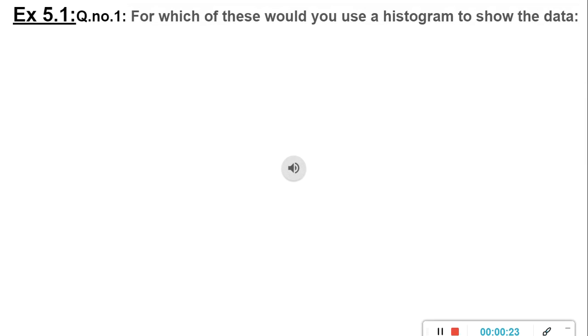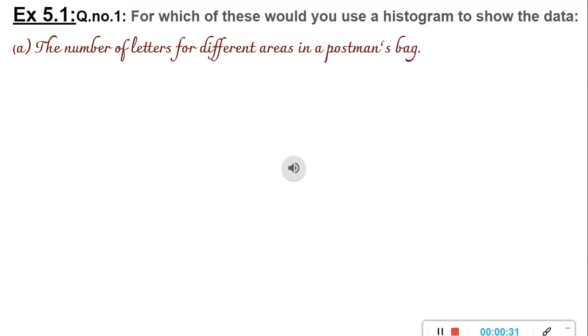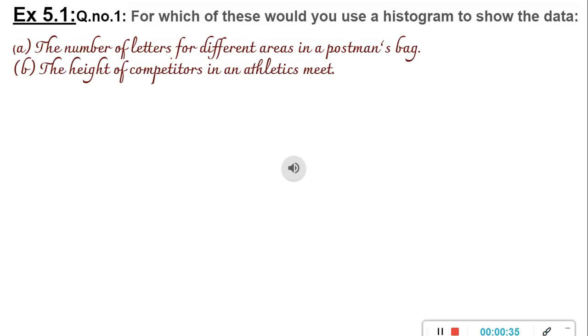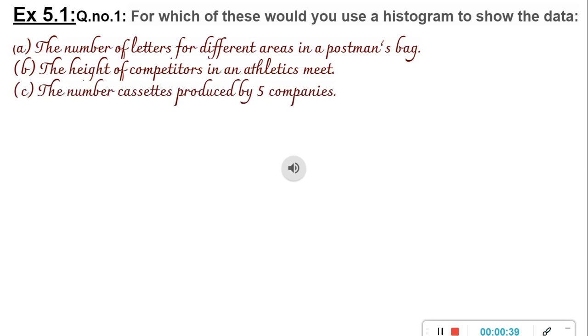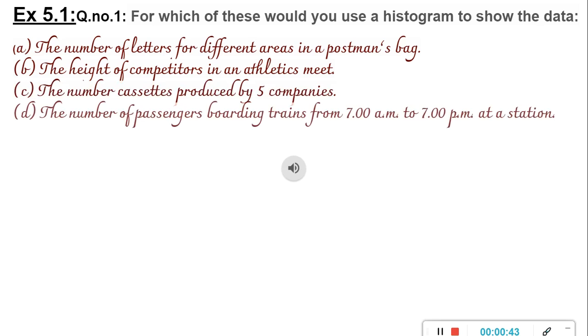For which of these would you use a histogram to show the data? First statement is the number of letters for different areas in a postman's bag. Second one is the height of competitors in an athletics meet. Third, the number of cassettes produced by 5 companies. Fourth one, the number of passengers boarding trains from 7 a.m. to 7 p.m. at a station.